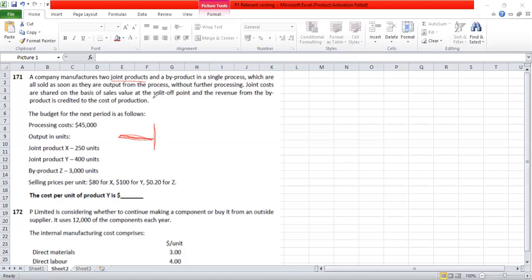The separation point is called a split off point. The costs incurred up to then are for all the products, and this is a joint or combined cost. After they get split off, that is, separated, the costs incurred after separation, if there are some more additional costs, are called after separation costs or separable costs.